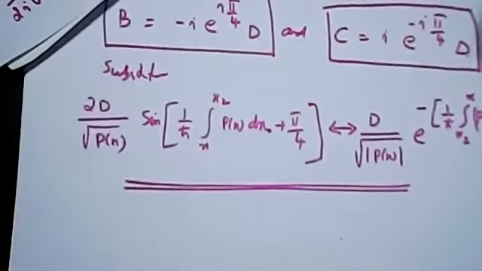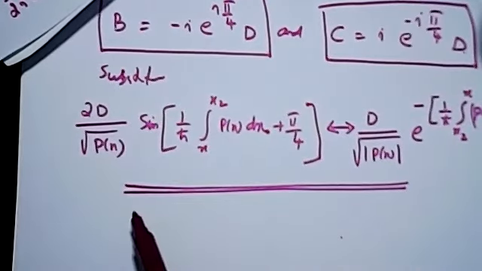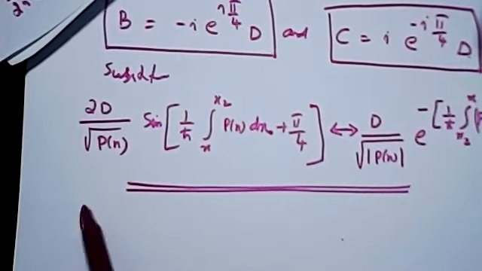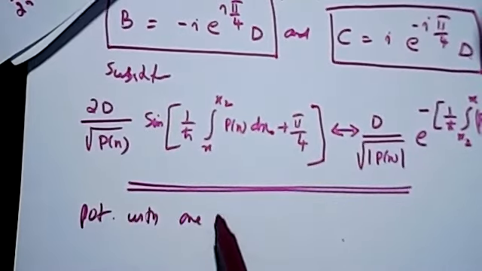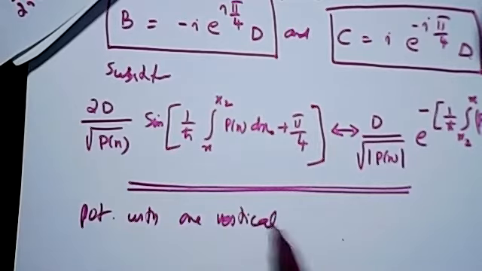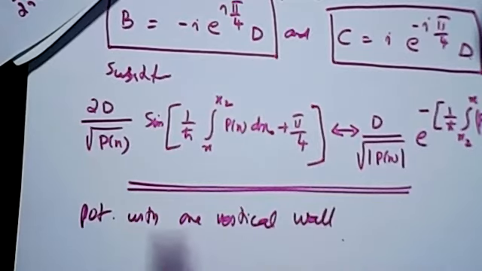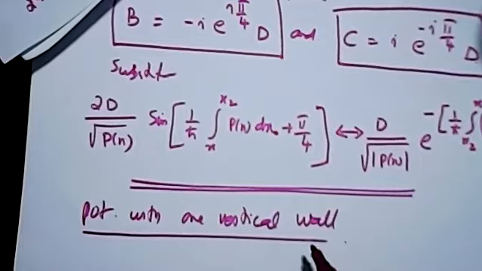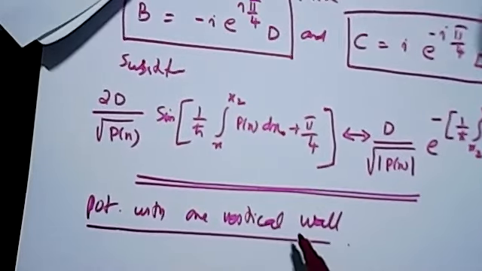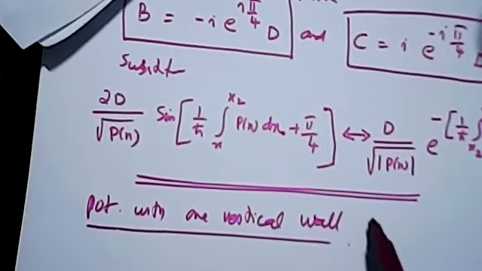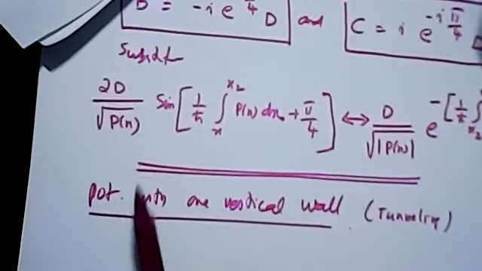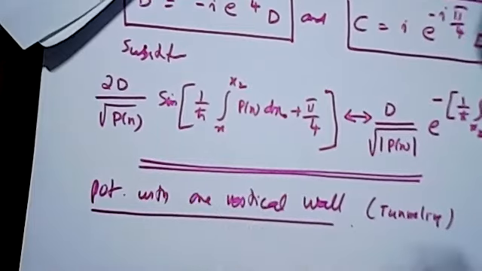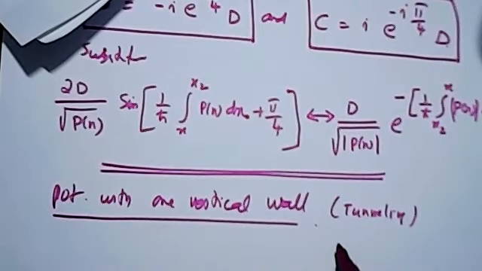So next is an example which is potential with one vertical wall. So that is an example for tunneling. So you can use the same expressions that we have obtained here. So let the potential be represented like this.